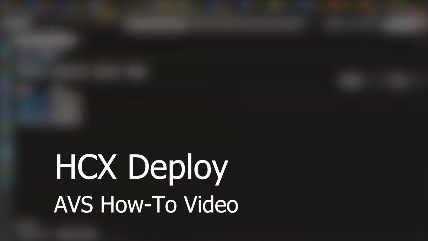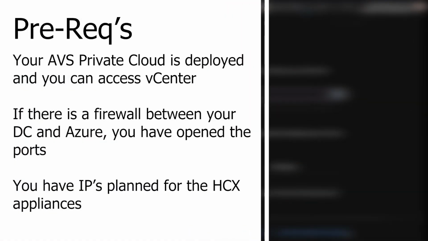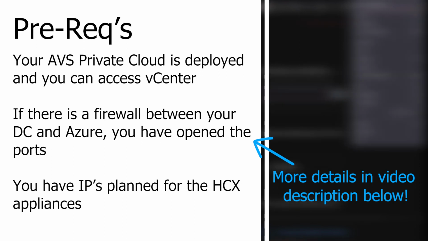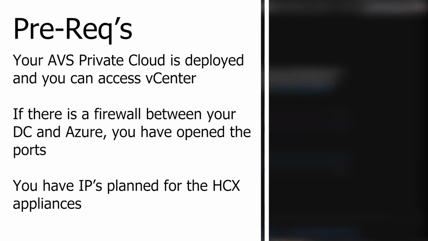Today, we're going to deploy HCX. Let's jump into some prereqs. First, make sure your AVS private cloud is deployed and you can get into vCenter. Next, if you have a firewall between your on-prem environment and Azure, make sure that the proper ports are open. Mostly, you will need TCP 443 and UDP 4500. Also, make sure that you have IPs available for the HCX VM we're going to deploy on-site.